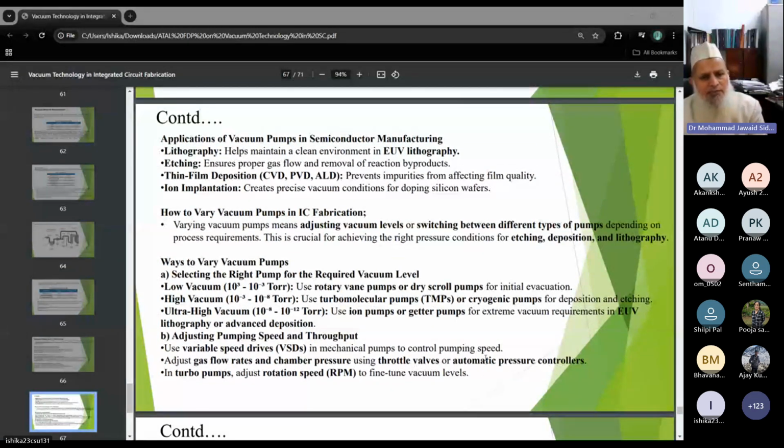Application of vacuum pumps in semiconductor. These vacuum chambers are needed in lithography, etching, thin film deposition using CVD, PVD, etc., in ion implantation, and in molecular beam epitaxy. Varying vacuum pumps means adjusting vacuum levels or shifting between different types of pumps depending on process requirement. This is crucial for achieving the right pressure condition for etching, deposition, and lithography.